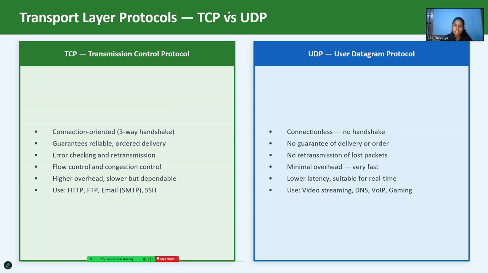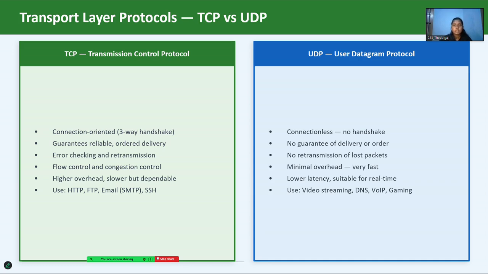The trade-off is that some data may be lost. For applications like video streaming, online gaming, DNS lookups, and VoIP calls, losing an occasional packet is acceptable, but delays are not. UDP is the right choice there.